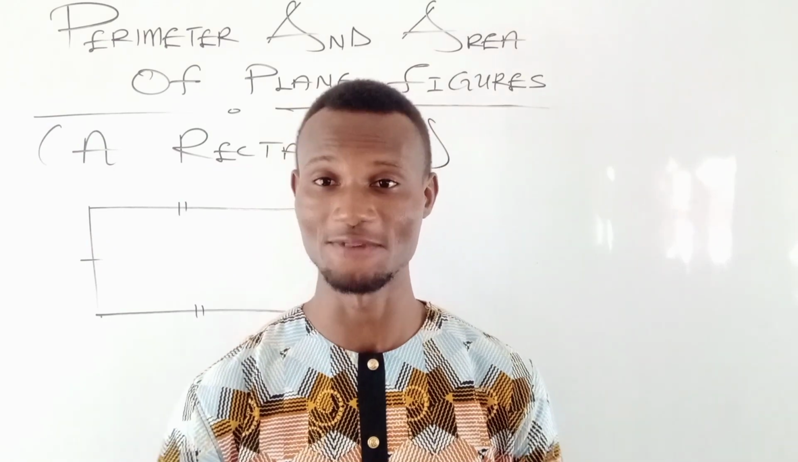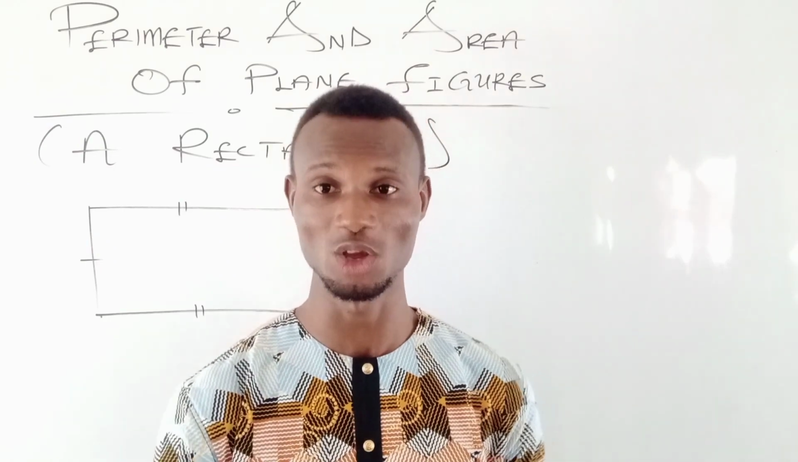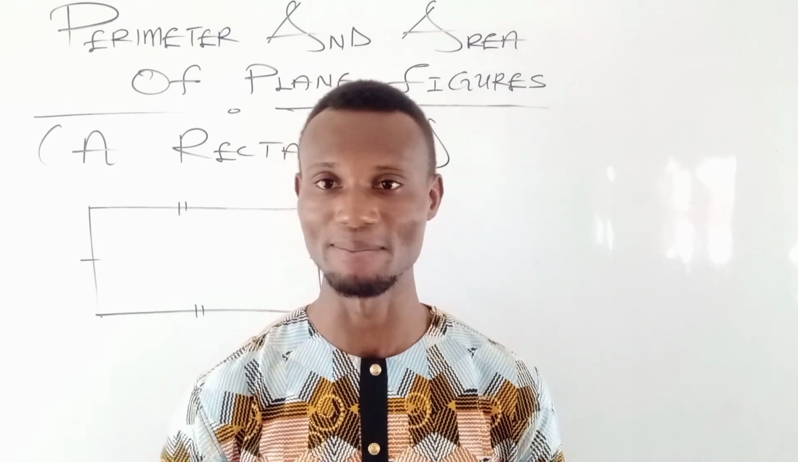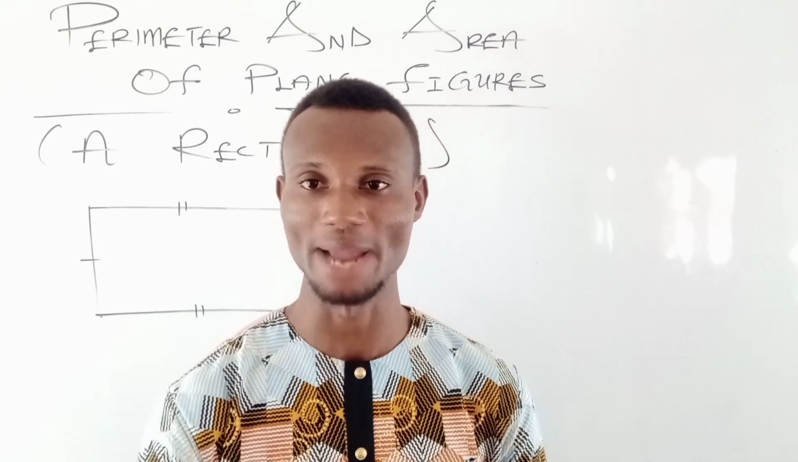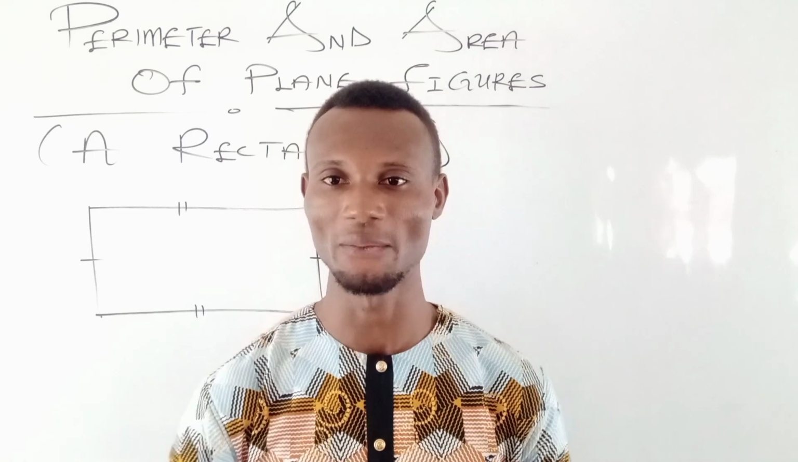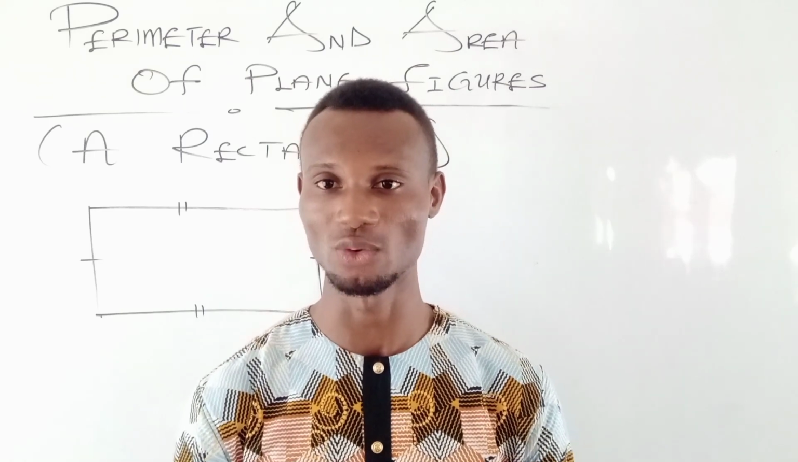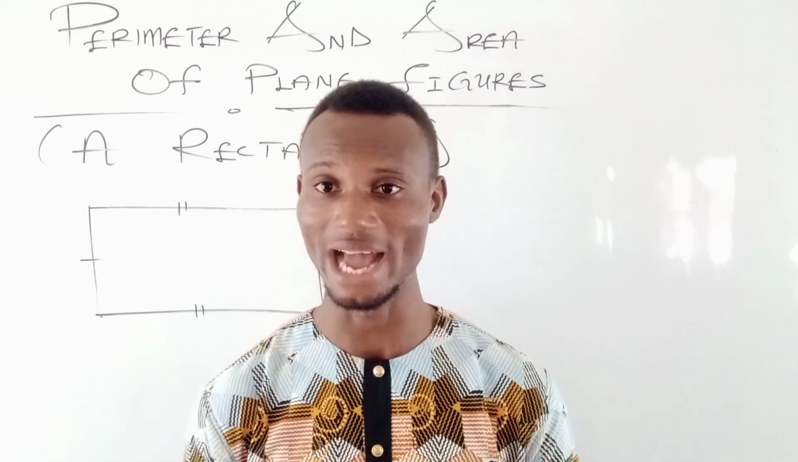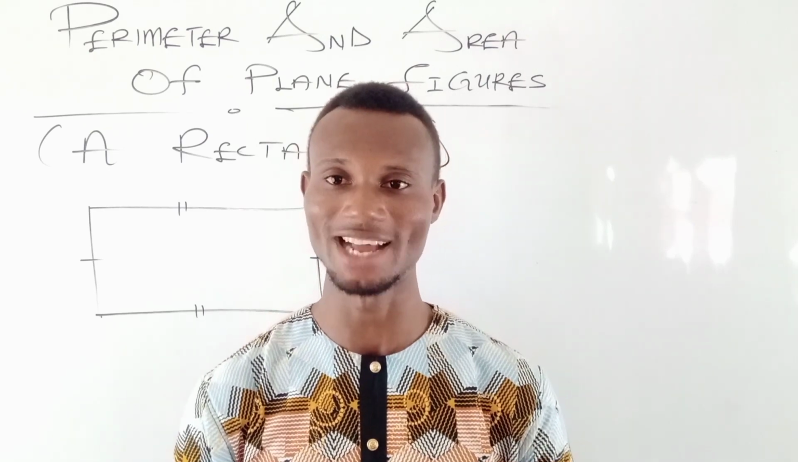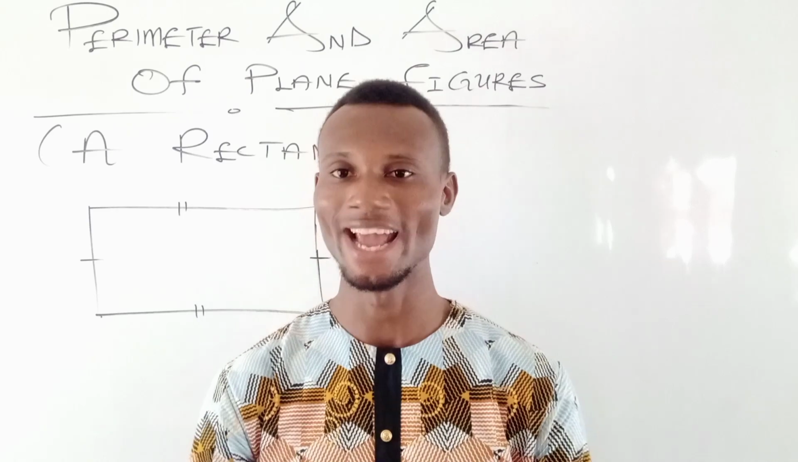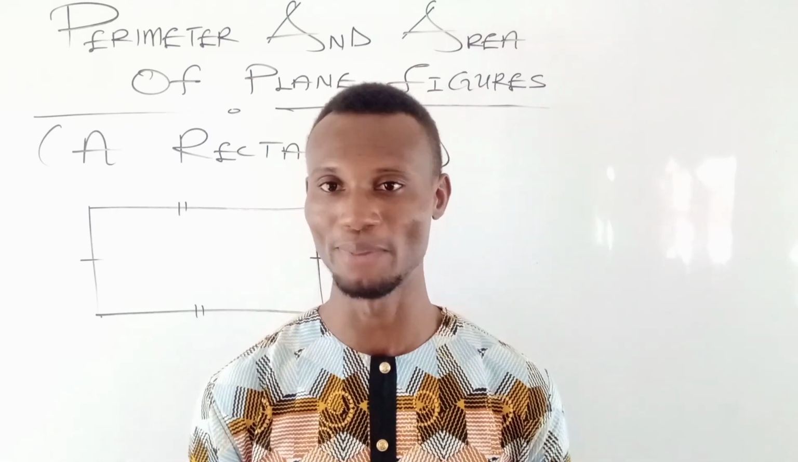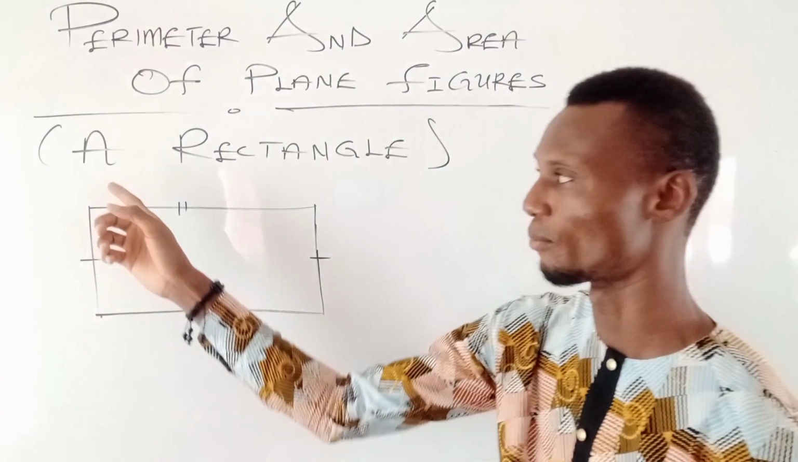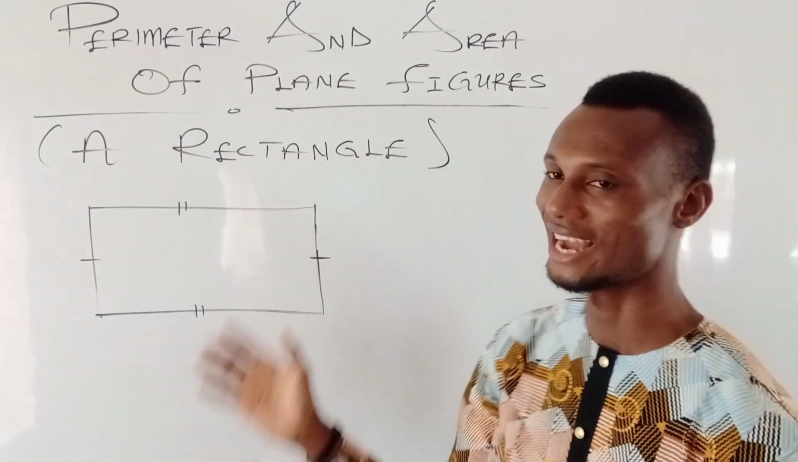We have different types of plane figures. We have a lot of them, which we will take our time and treat one at a time. In this video we are going to handle a particular type of plane figure. Among the many plane figures, we are going to start with one, and that is a rectangle. A rectangle is a plane figure. As you can see from the board, I've written a rectangle on the board.